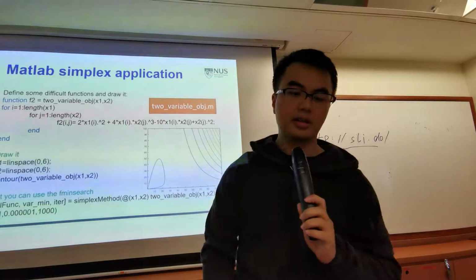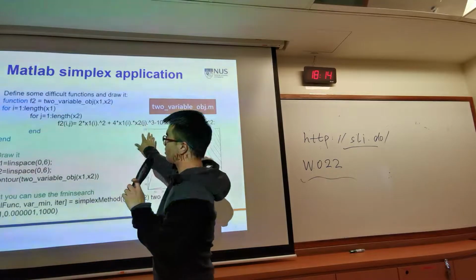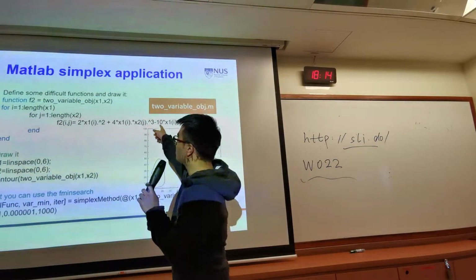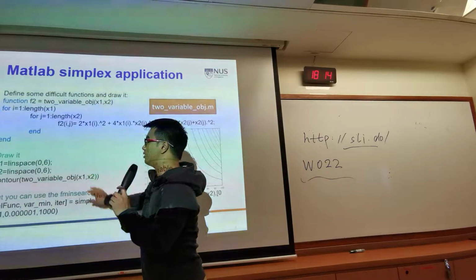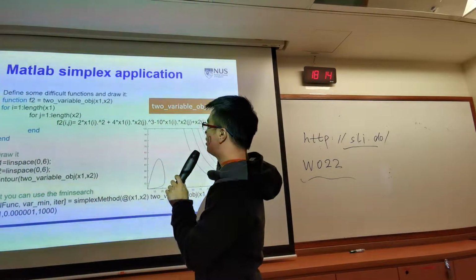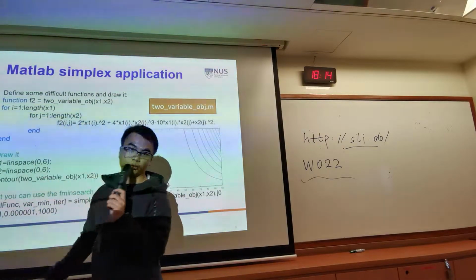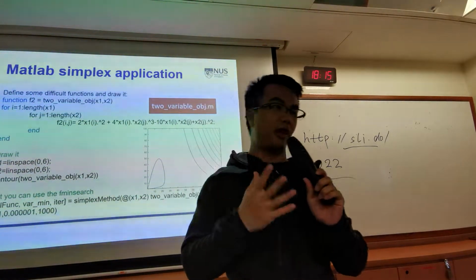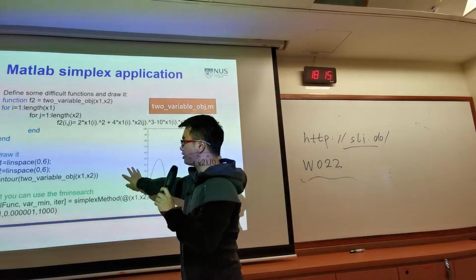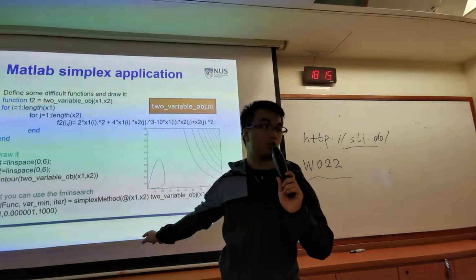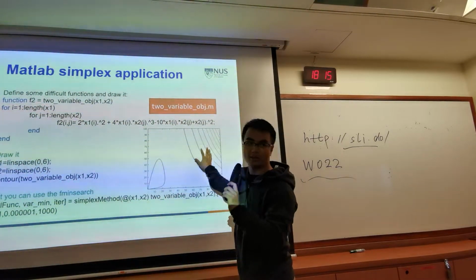And this is an example. You first define the functions, and this part is to define the function and to draw it with the command here. Firstly, you need to define the function. The objective function is this one, f2. And this has two independent variables. And then you can use linspace and contour commands to draw it. And then you can see how it looks.